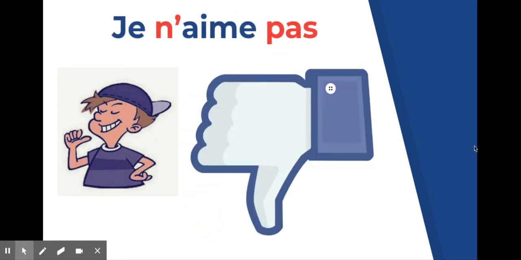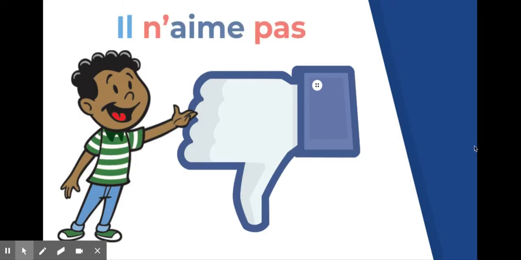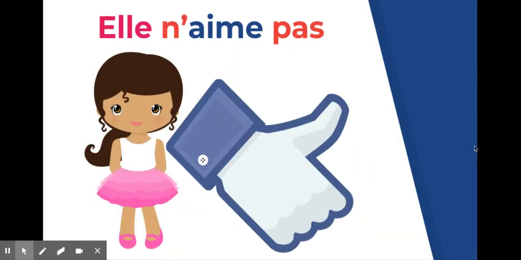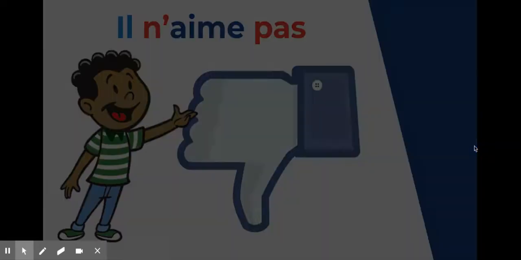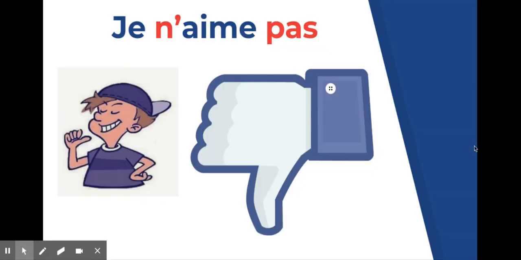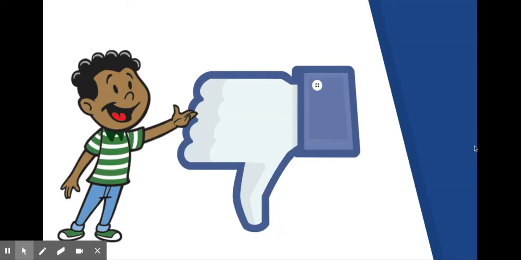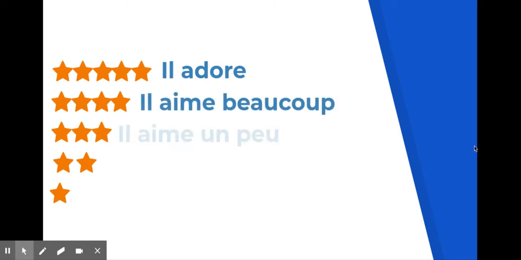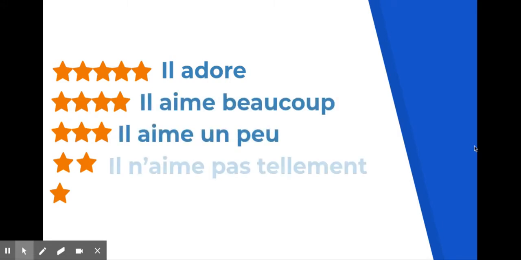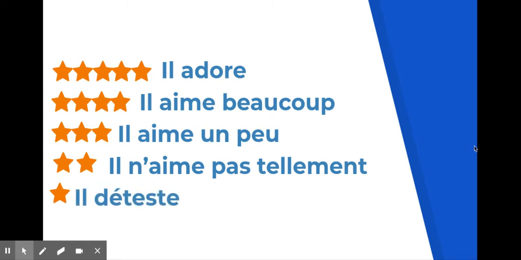Répétez. Je n'aime pas. Il n'aime pas. Elle n'aime pas. Okay, so she doesn't like, he doesn't like, I don't like. Don't get these mixed up. Adore, bien. Répétez. Il adore. Il aime beaucoup. Il aime un peu. Il n'aime pas tellement. Il déteste.